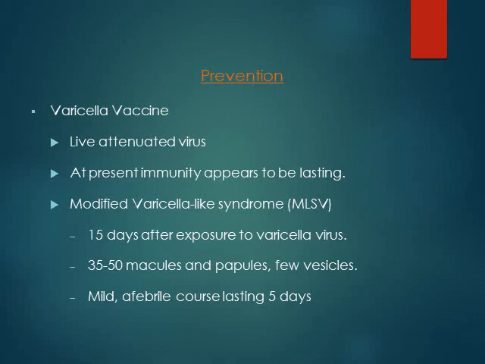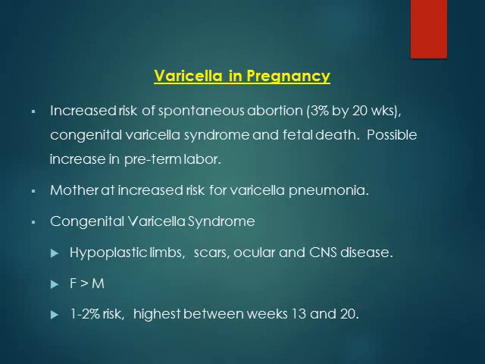Prevention: how can we prevent varicella? We can give a live attenuated virus vaccine to kids, so we can prevent infection. At present, immunity appears to be lasting, and a modified varicella-like syndrome can occur after giving the vaccine, which can be mild fever and a few macules on the body.